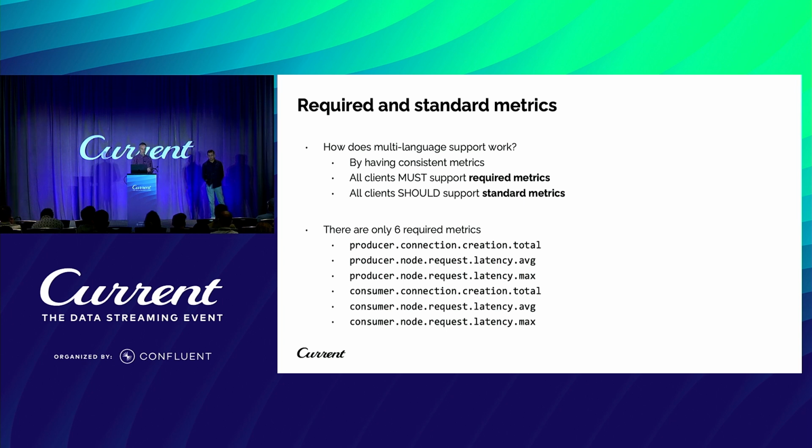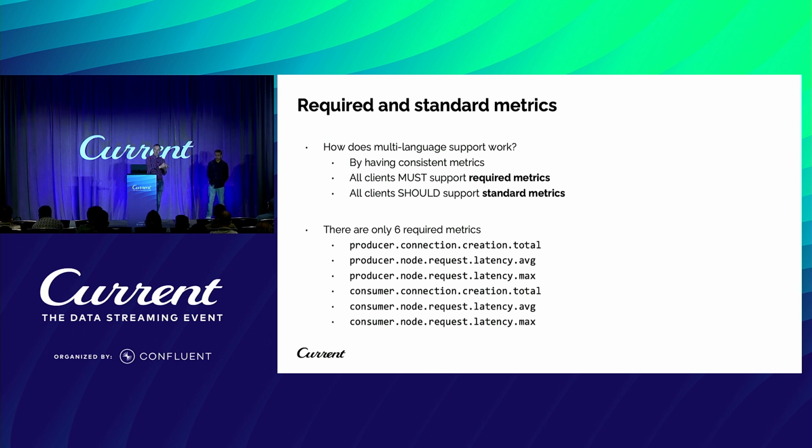So there are two kinds of metrics defined in the KIP. One is called required metrics, and that basically says if you are supporting KIP 7.1.4 and the concept makes sense, you must support this metric. Okay, so there are only 6 required metrics at the moment, 3 for producer, 3 for consumer: number of connections created, and the latency maximum and average. That's it.